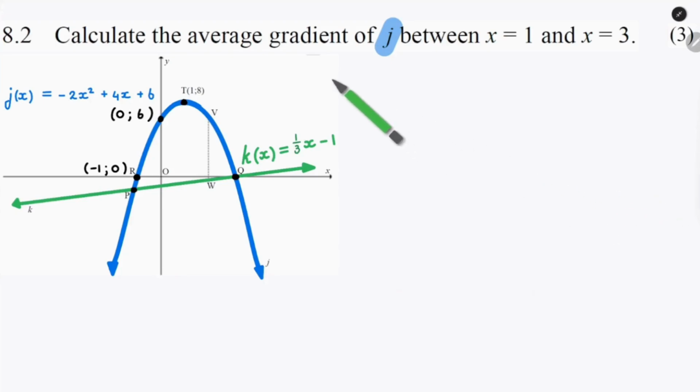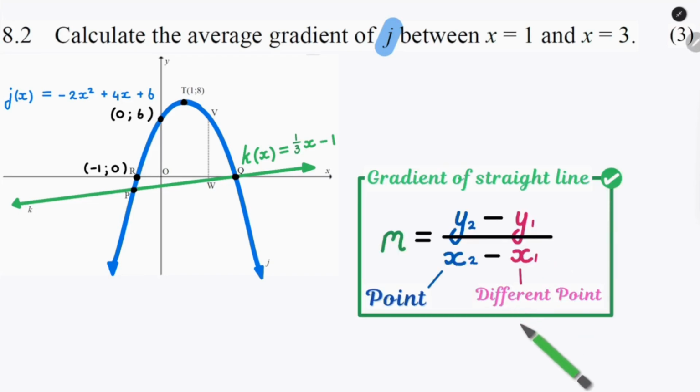In the next question, we need to calculate the average gradient of j between the x value of 1 and the x value of 3. To calculate average gradients, we just use our gradient formula. So we're going to need 2 points, and they're specifying the points here. So they want the points at x equals 1. Do we have that point? We do indeed. It's T. So we have the first point that we're going to put into the gradient formula.